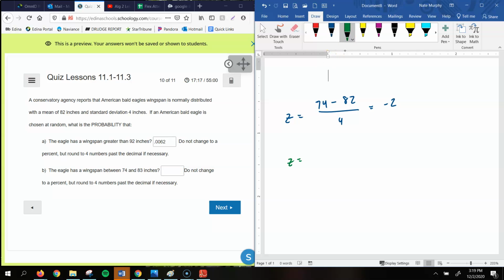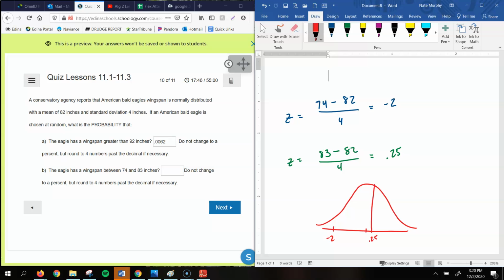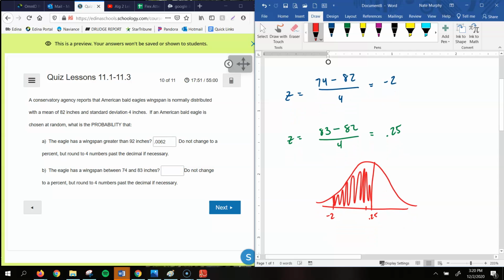Now let's find our z-score for the 83. Again, you always have to find the z-score for these if you're going to use your calculator or the table. For this one, 83 minus 82 is just 1, and 1 divided by 4 is 1/4, which is 0.25. So we're trying to find the probability between -2 and 0.25. We're trying to find the area of this shaded region. Those are the limits that I'm going to use on my calculator.